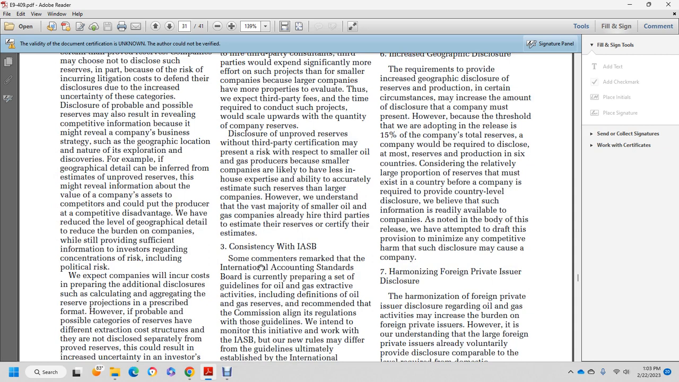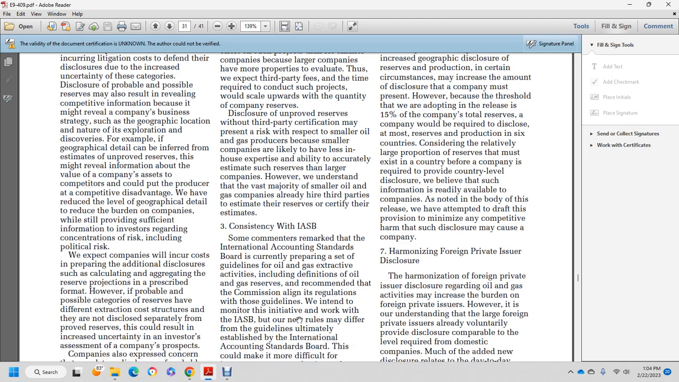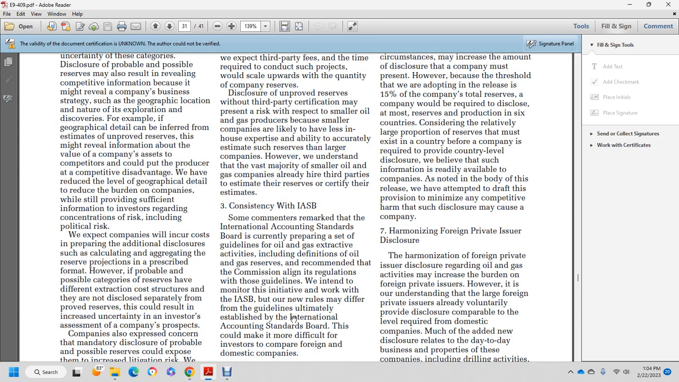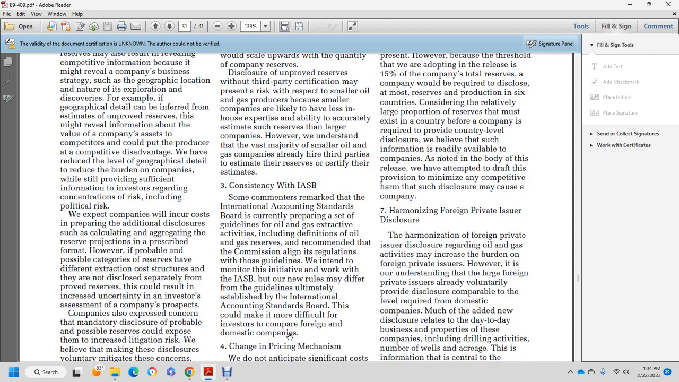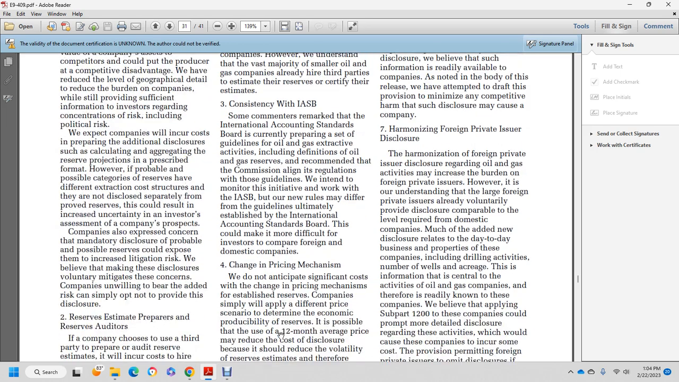3. Consistency with the International Accounting Standards Board. Some commenters recommended that, because the International Accounting Standards Board is currently preparing a set of guidelines for oil and gas extractive activities, including a definition of oil and gas reserves, the Commission act in line with those guidelines. We intend to monitor, engage, and work with the International Accounting Standards Board, but its new rules may differ from these guidelines. Ultimately, differences from the International Accounting Standards Board could make it more difficult for investors to compare foreign and domestic companies.